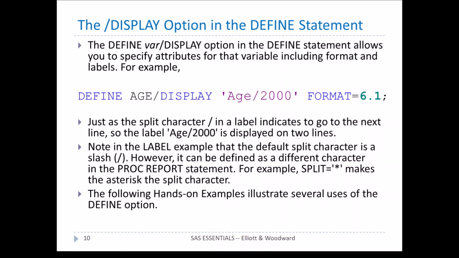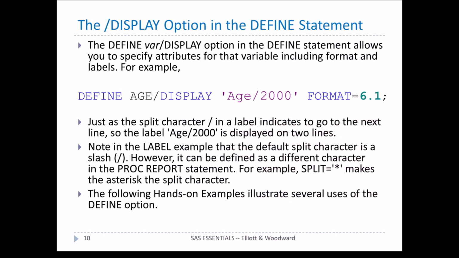Okay, let's look at some more about the display options in the define statement. So the define statement is define, a variable, slash display options. So here we have one that we actually saw before: define, and then the variable name age slash display. And we can do several things here. One of them is we can define a label, here in this case age slash 2000, and a format, format equals 6.1. So just as the split character slash in a label indicates to go to the next line, the label age slash 2000 is displayed on 2 lines. And we've seen that in previous procedures.